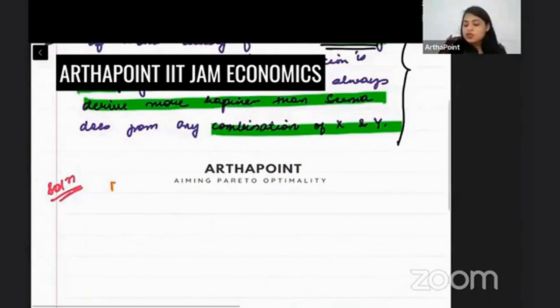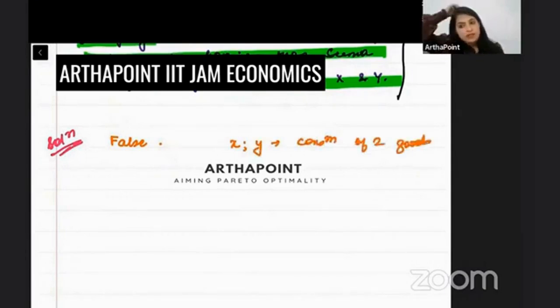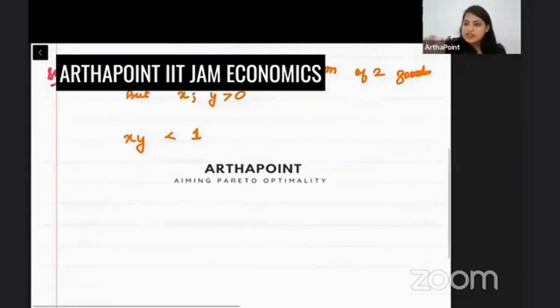The solution to this is that this is a false statement. Why? Because we know that X and Y represent consumption of the two goods, right? But all that we know is that X and Y should be positive. But imagine a scenario where X into Y is less than 1. Suppose X and Y is still positive.